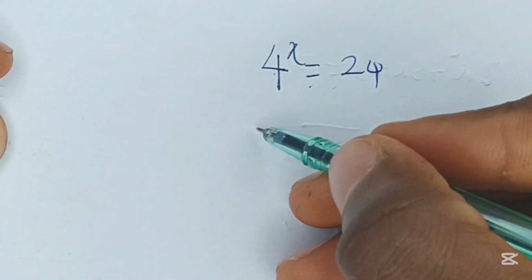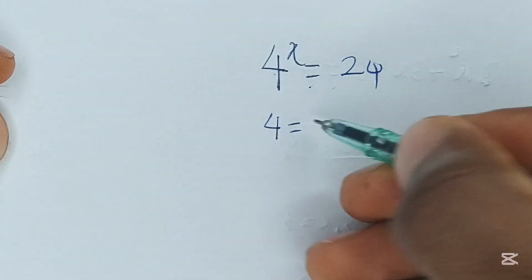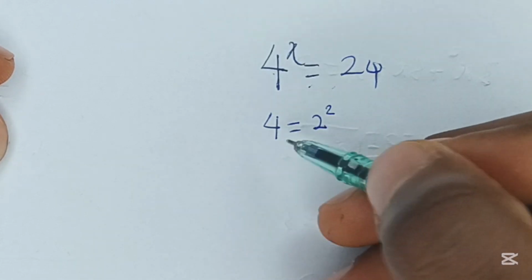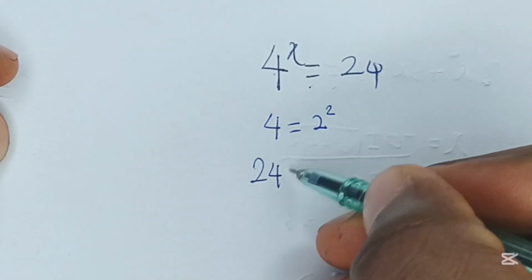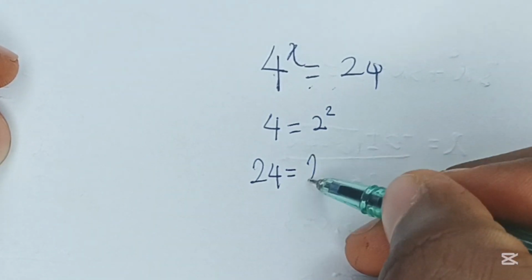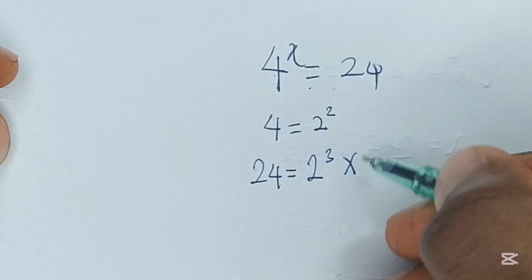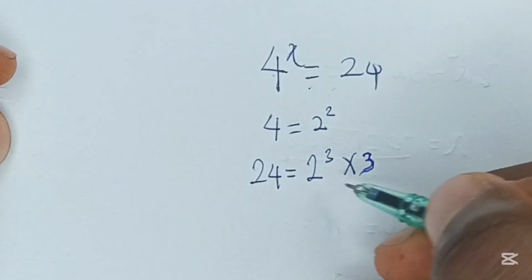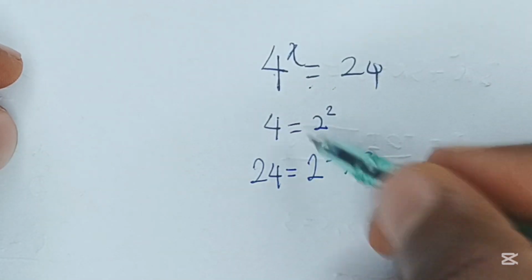Now the first thing to do here is that we can say that 4 is equal to 2 squared. Alright? Common sense. 24 is equal to 2 to the power of 3 times 3. Alright? Because 2 to the power of 3 is 8 and 8 times 3 is 24.